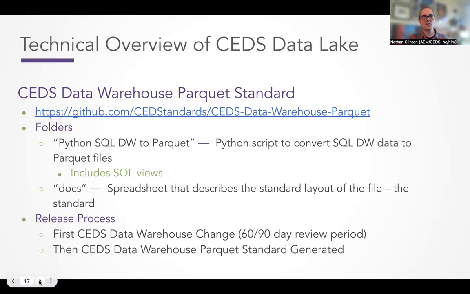So for non-breaking changes, we have a 60-day community review period. For breaking changes, we have a 90-day review period. We still have an annual release cycle for any changes that need to be brought in from the major CDS release. But because the Parquet file format is a derivative of the data warehouse, and we automated the process, as soon as a version of the data warehouse is released, it's a very short turnaround to get the Parquet standard updated. And we do not have that same window because they're one-to-one.